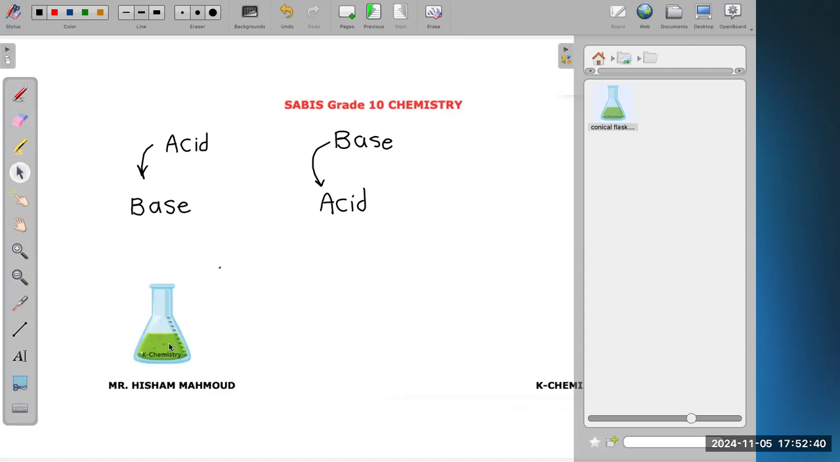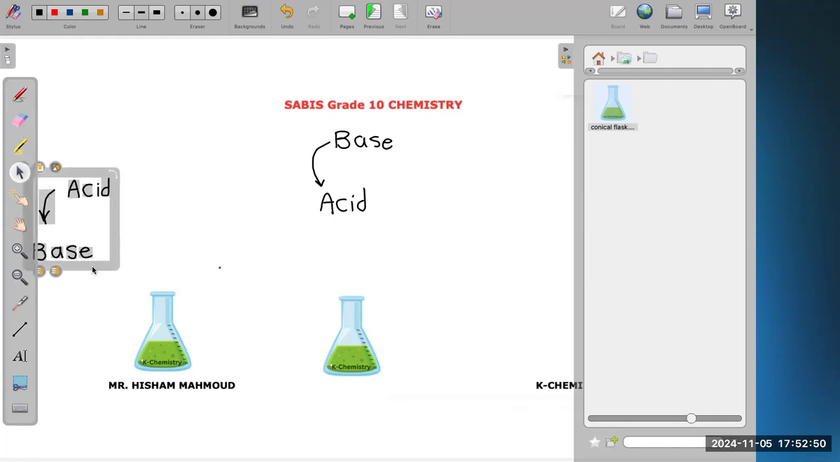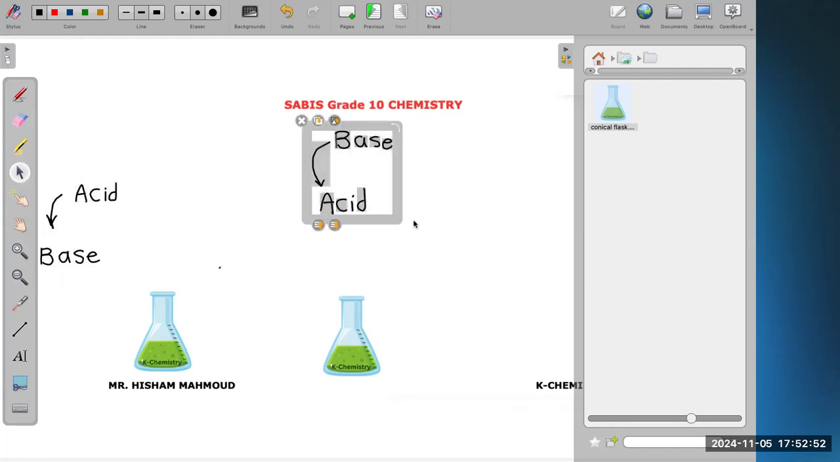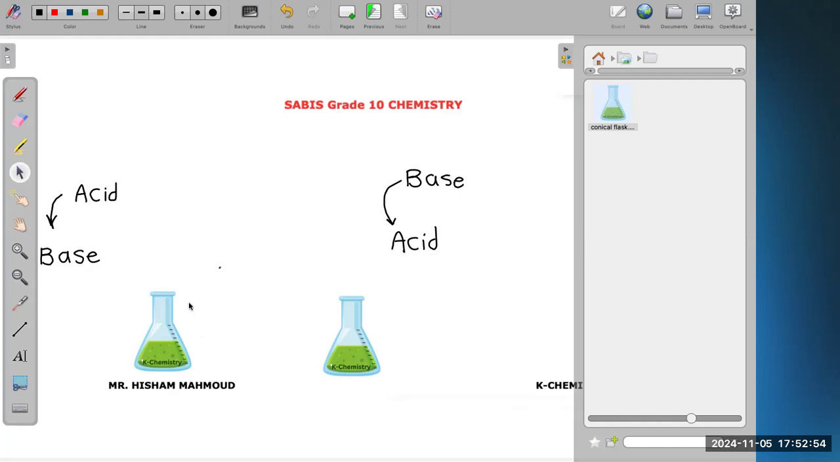So I'll put my conical flask at the bottom here. Either this method or this method, both of them are okay. You can use any of them. And this one here. The amount that I will put here will be a fixed amount. So the amount that I will put from the base or from an acid is a fixed amount. What is a fixed amount? It means when I start the experiment, I know what is the volume that I have placed.